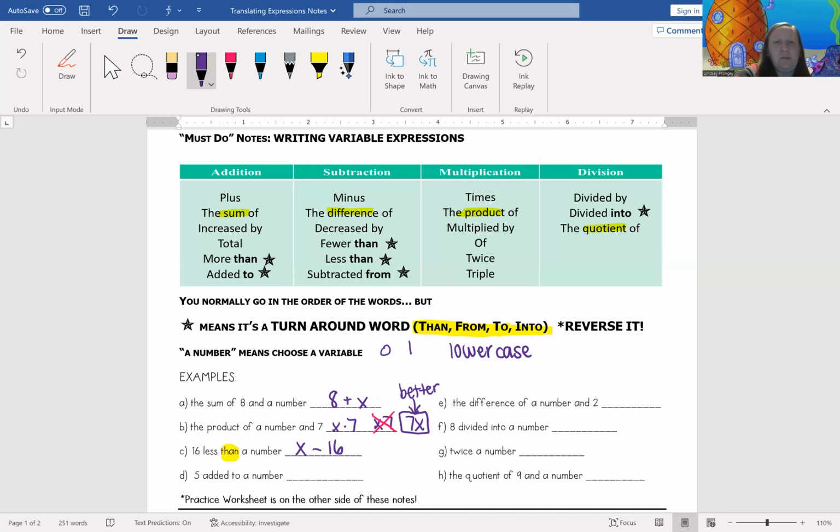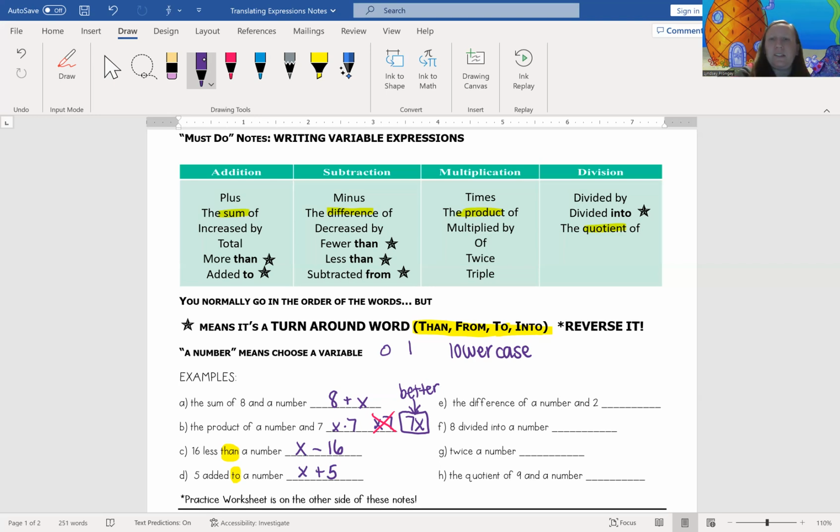Next one is 5 added to a number. Once again, I see a to. There's our turnaround word. So I'm not going to do 5 plus x. I'm going to do x plus 5. Now, technically, addition is commutative. You could change the order around if you want. So if you said 5 plus x, it's not like it would be totally wrong, but we do want you to focus on looking for those turnaround words and using them appropriately. In letter C, it was really important. We can't reverse subtraction. So that one definitely had to be x minus 16, which is why we just want you to get used to when you see those turnaround words, turn it around.